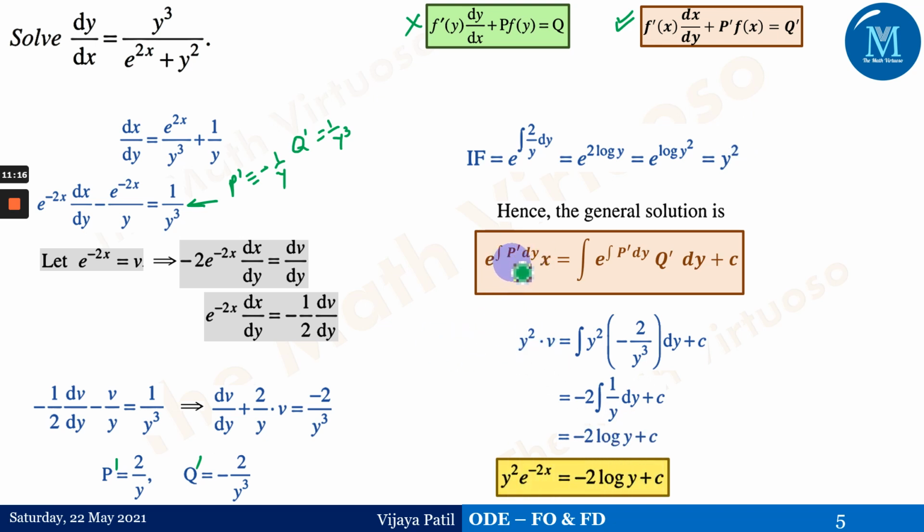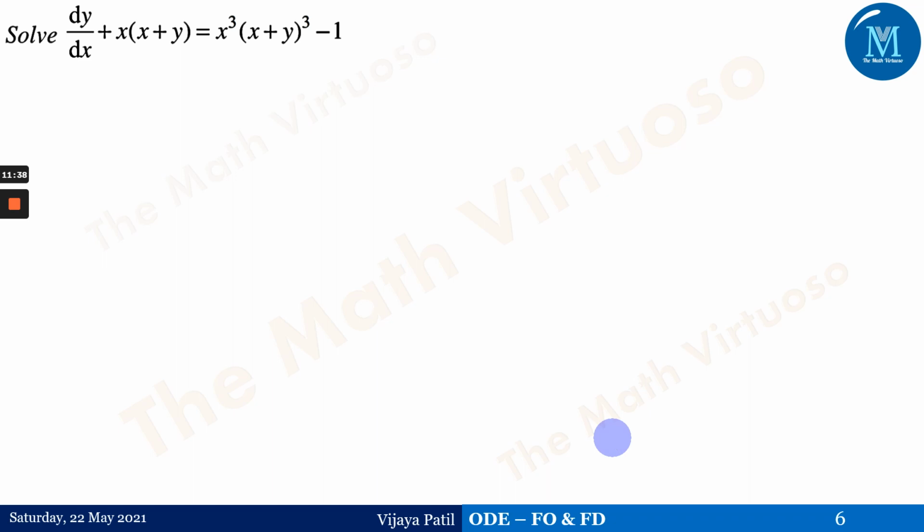So e to the power integration of p dash dx into x is equal to this. It would be the solution for an equation of this format, that is f dash of x, dx upon dy format. And then at the end you need to resubstitute v. What is v? v is e to the power minus 2x. That is what we have done here, right? So we have reached the answer.